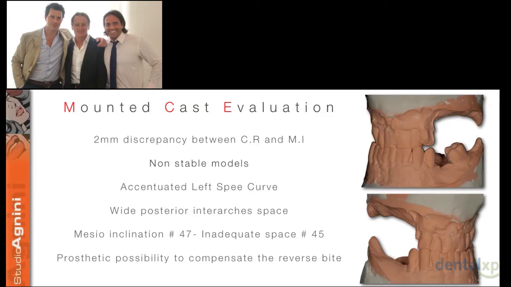We have an accentuated left curve of Spee, and we have a wide posterior interarch space, because of course there are no teeth, so there is this wide space that has to be filled up in the final restoration. We can see that there is a mesial inclination of number 47, and there is inadequate space for restoration of number 45. And we saw at the beginning that this is a third class, an Angle class III patient, and we can start to evaluate if there is the possibility to prosthetically compensate this reverse bite that this patient has.